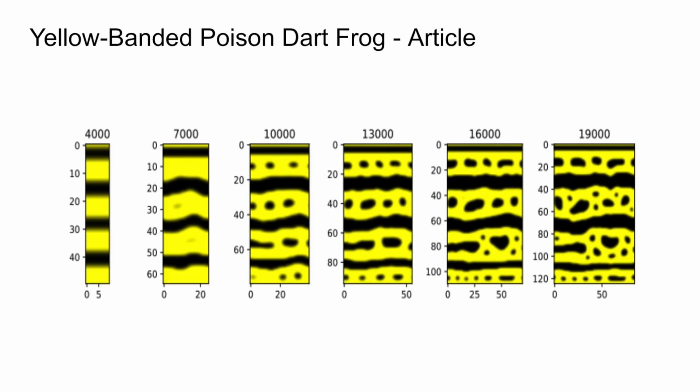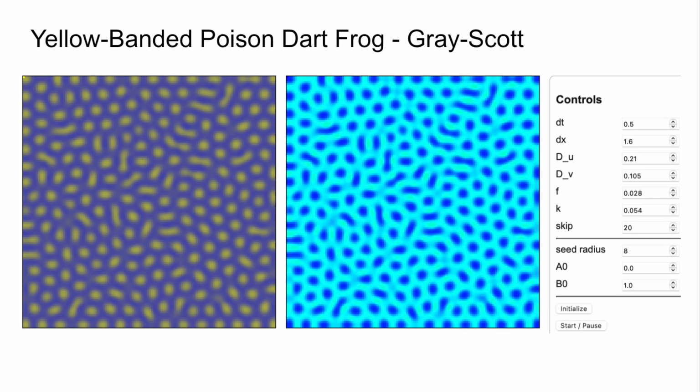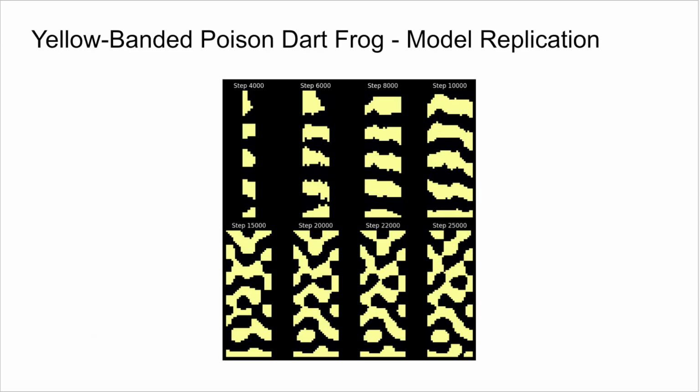And as you can see, the yellow-banded poison dart frog from our article model is a bunch of stripes, and then slowly those stripes start to get spots in them. Our model that we used in class is the Gray-Scott model, and it shows the spotted nature of the poison dart frog.